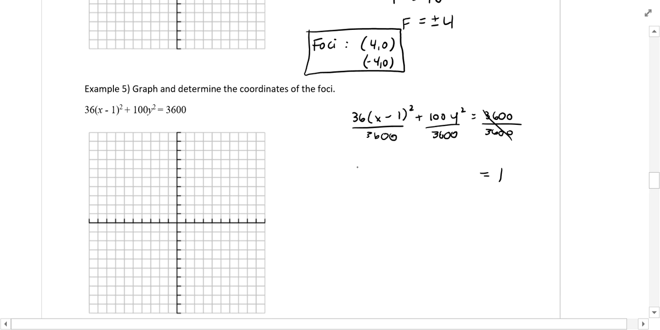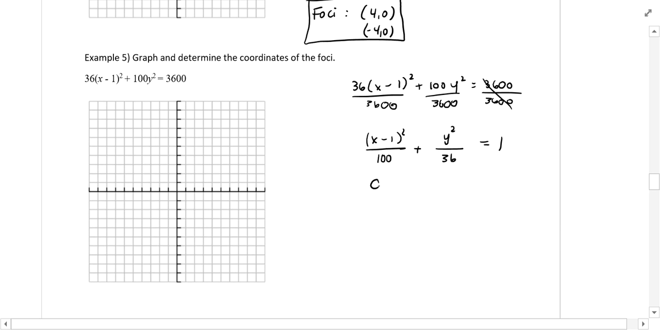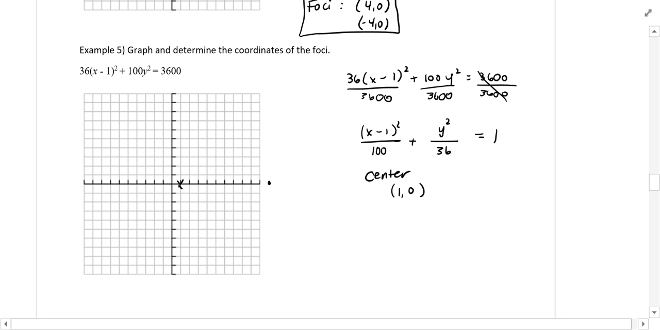36 over 3,600 is really just 1 on the top and 100 on the bottom. Perfect square. That's convenient. And 100 over 3,600 will be y squared over 36. So now my center is at 1, 0, right here. We're headed 10 on our x, so I'm going to be off by 1, but that's okay. I'll survive. And then 10 this way. And I'm going to head 6 this way. 1, 2, 3, 4, 5, 6.